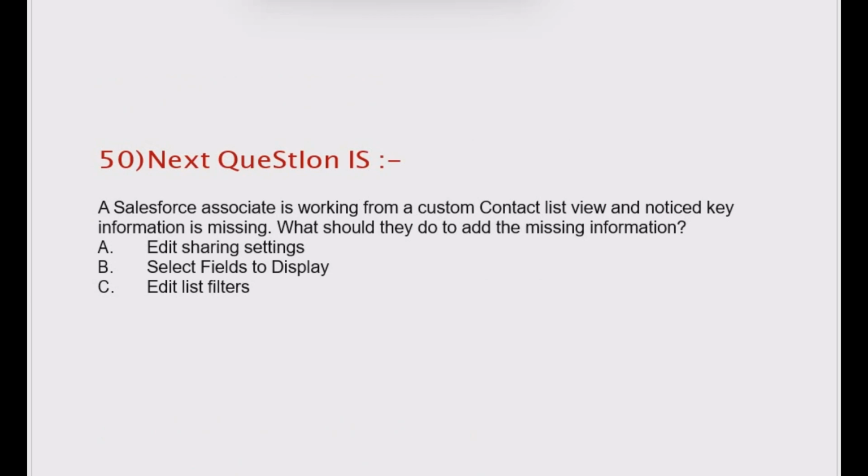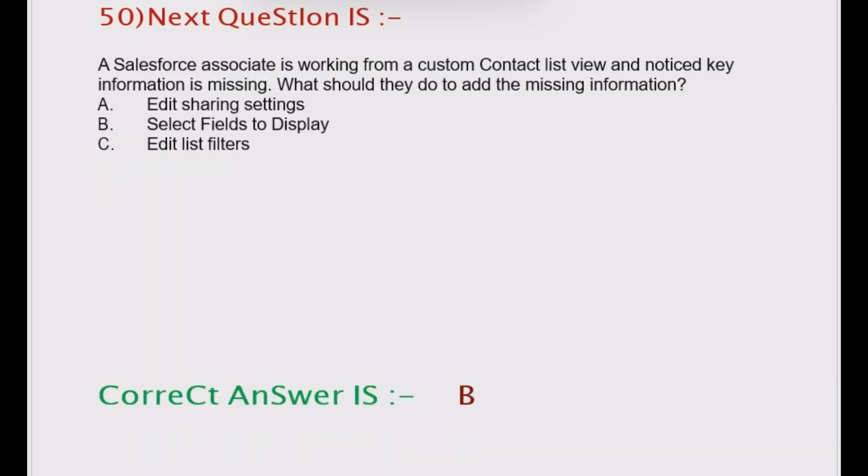Question is, a Salesforce associate is working from a custom contact list view and noticed key information is missing. What should they do to add the missing information? Option A, edit sharing settings. Option B, select fields to display. Option C, edit list filters. Correct answer is option B.